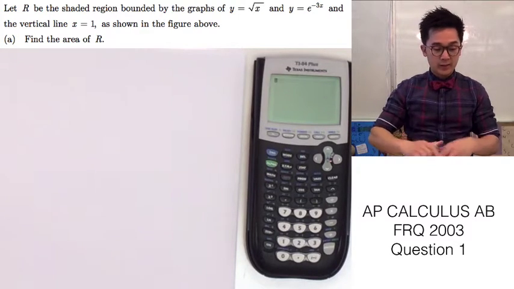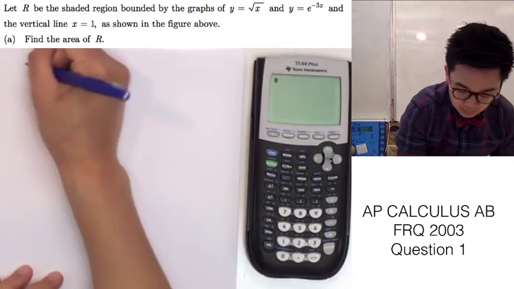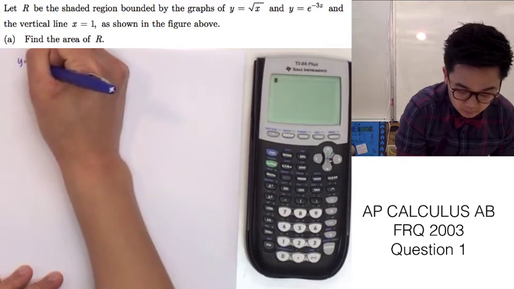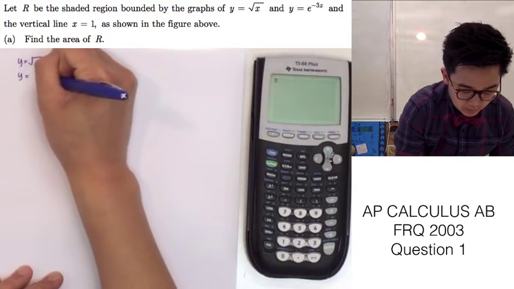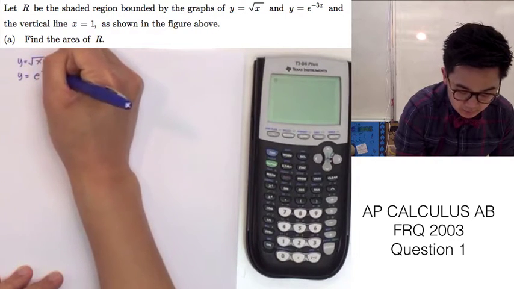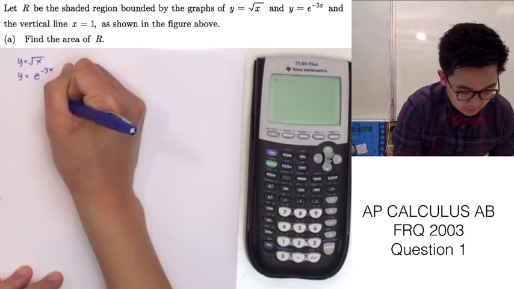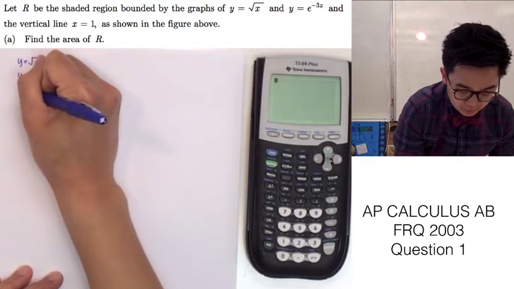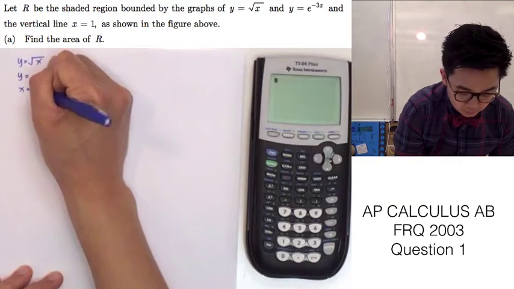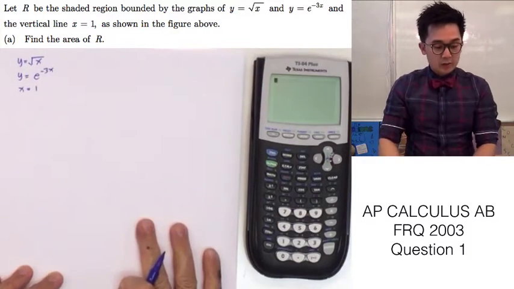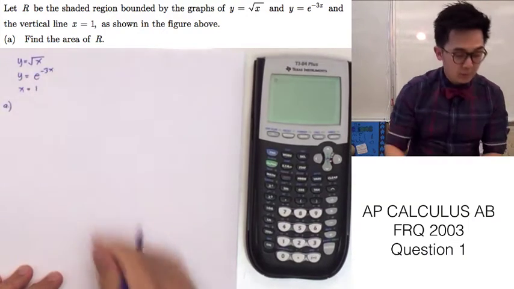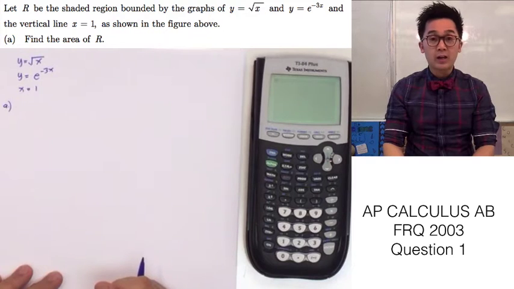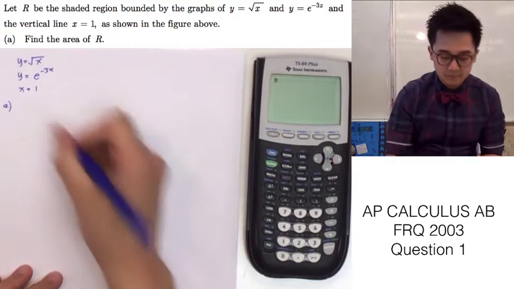So let's go ahead and write down our functions. We have y equals square root of x and y equals e to the negative 3x. We also have the vertical line at x equal to 1. We are supposed to answer letter A, and in A we need to find the area of the region R.